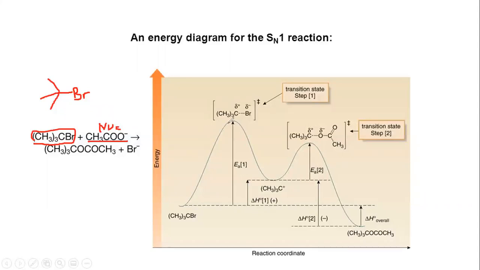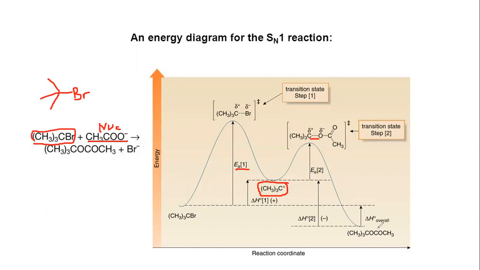So notice the first step has the highest activation energy because it's always the slow step. So in the first step, what we're doing is this carbon-bromine bond is elongating in the transition state. Then when we get to the intermediate, we form the carbocation. After we form the carbocation, the nucleophile attacks the carbocation, and we start to form this carbon-oxygen bond, and then we get our substitution product.